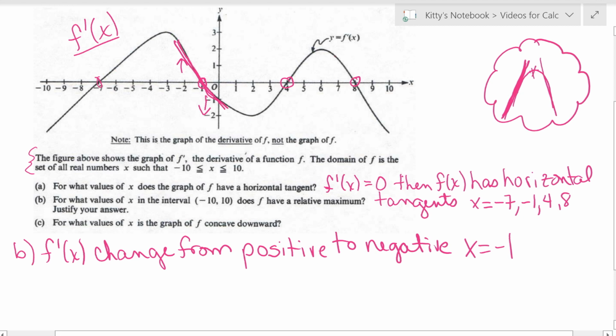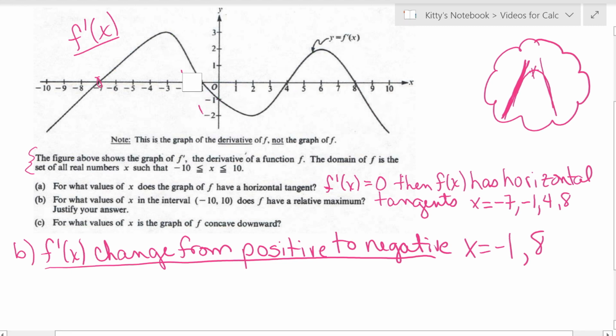And again, right here in the section around 8, where it is positive here and negative here. So x equals 1 and 8. Those are the two places where you have a relative maximum, and I've already justified my answer because in my plan, I have justified that that's how I'm looking at the graph to determine what you need from me.